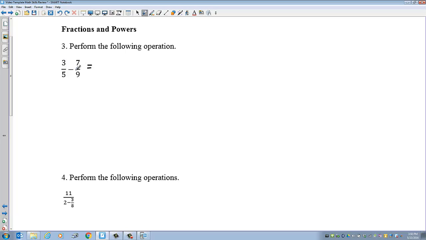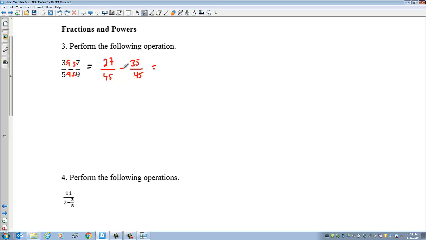A fifth is not a ninth, so what you need to do is get a common denominator. It's real simple: we'll put a 9 on the bottom and a 9 on top, so we multiply top and bottom by 9 here. And then right here, we'll multiply top and bottom on this fraction by 5, and so you'll get 27 divided by 45 minus 5 times 7 is 35 divided by 45. So this is still 3/5 and this is still 7/9, but now they have a common denominator, sort of like a common denomination of money, and so you can add or subtract them.